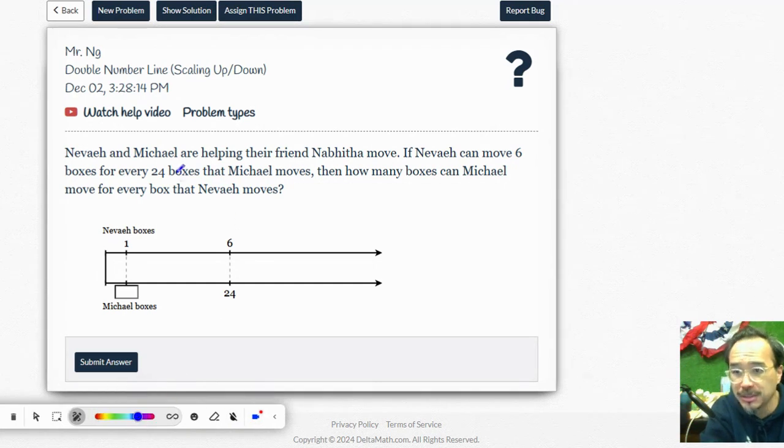Now, here it says, all right, Nevaeh and Michael are helping their friend Nabatha. Very interesting names here, many of which I can't pronounce. If Nevaeh can move 6 boxes for every 24 boxes Michael moves, so there are two categories. What are we comparing? We're comparing Nevaeh with Michael. Okay, so those are the two categories that we're comparing, right? Now, I'm using a number line for that reason too. It helps you visualize the proportion a little bit better in a way that we didn't do in class.